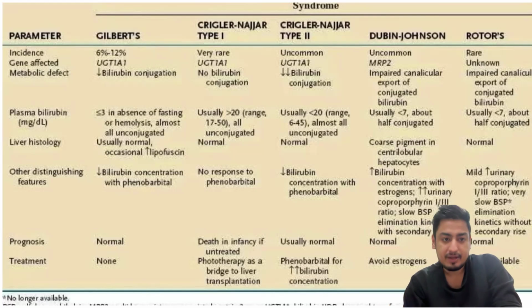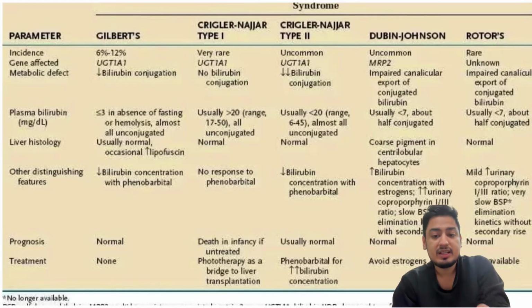So, if we summarize things, the most fatal is Crigler-Najjar 1, and death in infancy occurs if untreated. We have to give phototherapy and then we have to get a liver transplant. The differentiating feature between Gilbert and Crigler-Najjar is the amount of increase in bilirubin. While in Dubin-Johnson and Rotor, the differentiating features are, one, the gene involved, that is MRP2 in Dubin-Johnson. Another thing is pigmentation, that is there in Dubin-Johnson. And the third thing is the increased coproporphyrin 1 to 3 ratio, that is more in Dubin-Johnson as compared to Rotor.